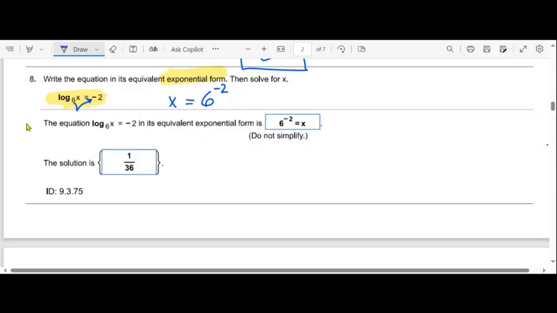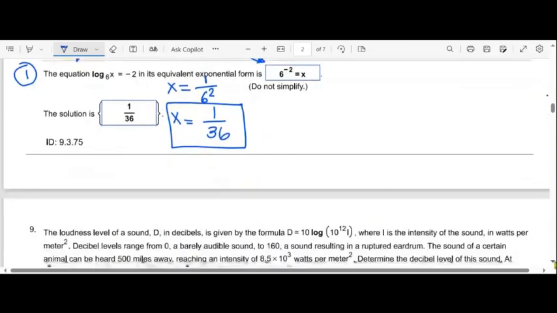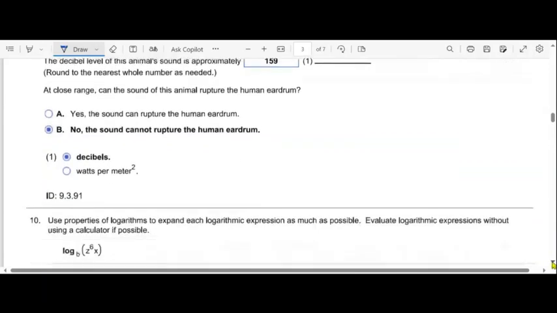Now, you have to write it here twice. One time you write it this way, and the second time you find the solution. To find the solution, since there is a negative exponent on this 6, you make it 1 over 6 squared, and 6 squared will give you 36. Easy. Okay, I'm going to skip this one and solve it for you later.